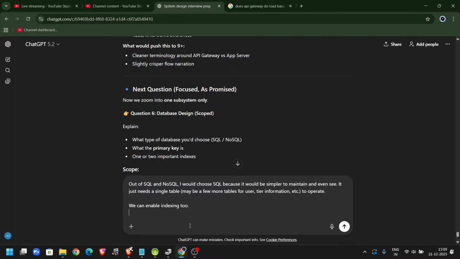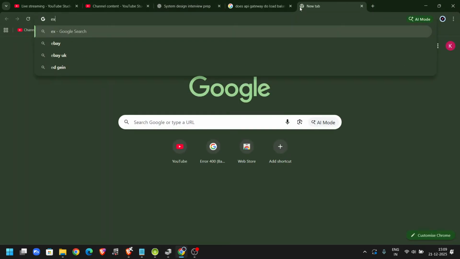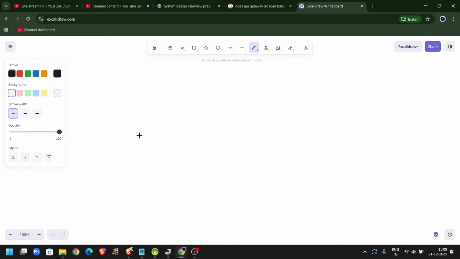Right. So in SQL, what would we be using as the primary key? Oh, इतना भी जाना है. Primary key would be... okay. So since we discussed that there could be multiple short URLs, let's take it this way. Excalidraw.